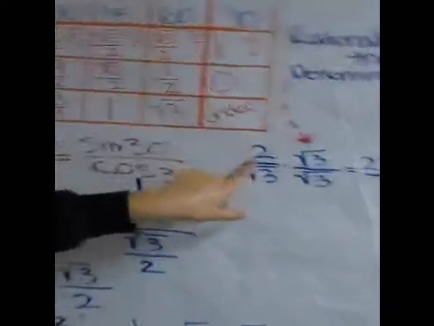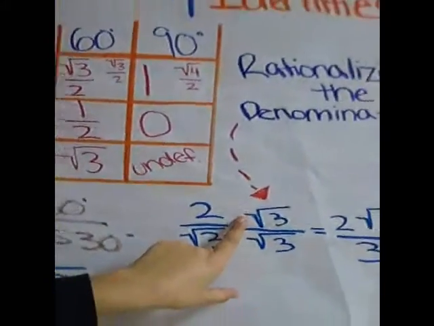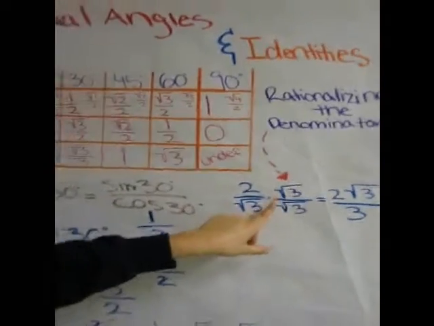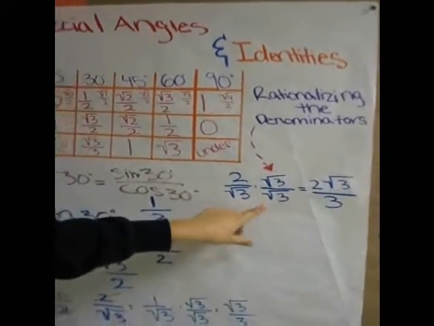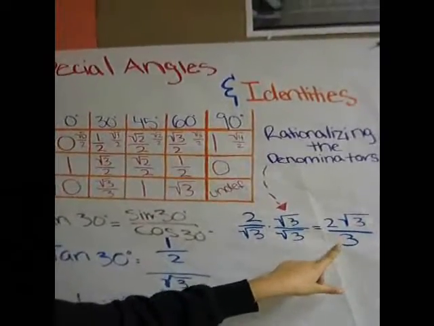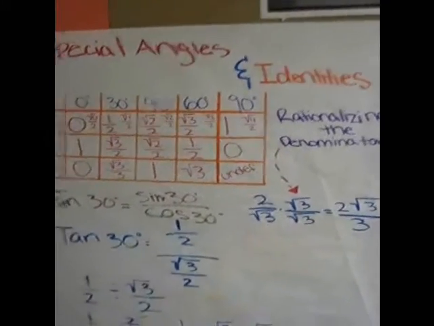And to rationalize the denominator, once again, you have to get the denominator and multiply it top and bottom. You get 2 times square root of 3, which is 2 square root of 3, and 3 for the bottom.